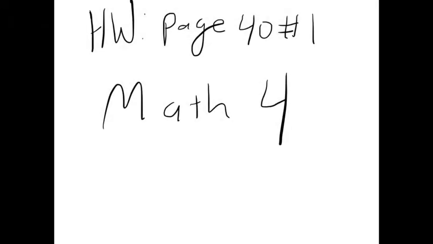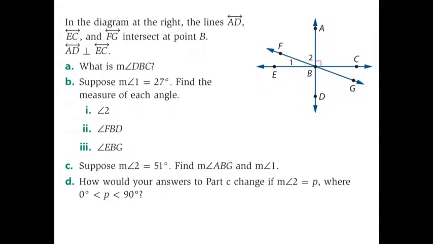Here's an explanation of the Math 4 homework, page 40, number 1. The problem gives us a diagram which has all the information we're going to need in it. Part A asks us for, let's look at the given information first.